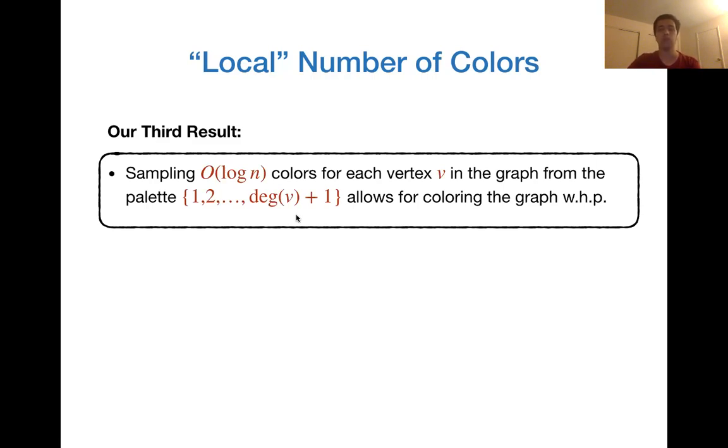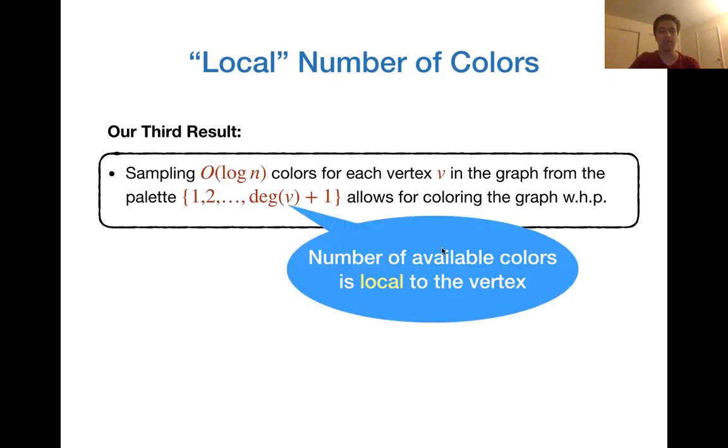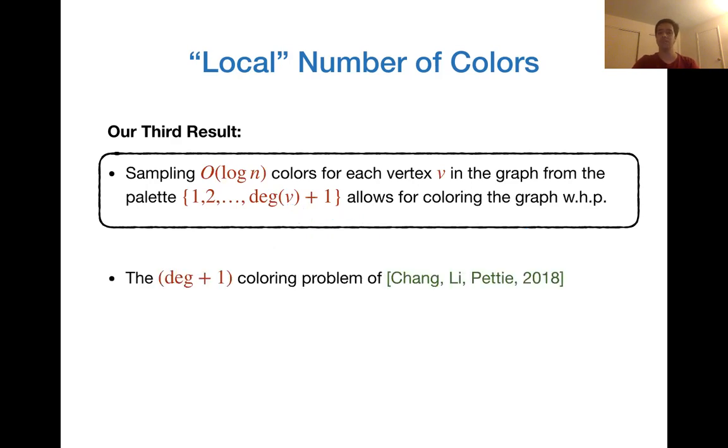And now we are able to show that if we sample log n colors per each vertex from such a list, this graph is still colorable with high probability. This can be seen as a generalization of this delta plus 1 coloring result of ACK. The important thing is that the number of available colors to each vertex is local to that vertex, as opposed to being some global parameter of the graph. And this is the so-called degree plus 1 coloring problem that was introduced by Chang, Li, and Pettie in the context of some distributed graph coloring problem.